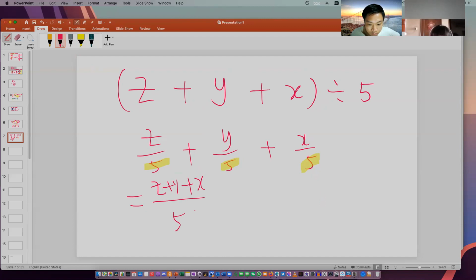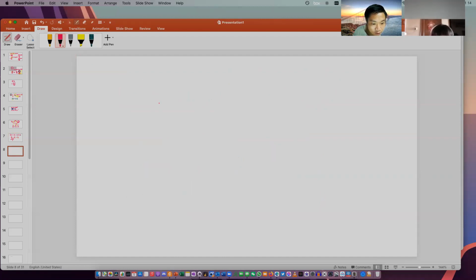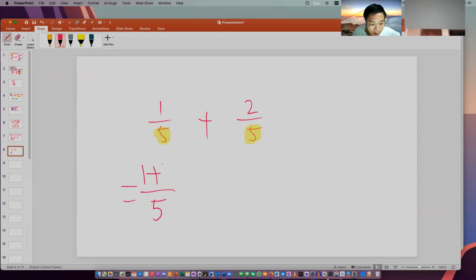Okay, so what I'm trying to say is, if you are given 1 over 5 plus 2 over 5, what do you do? Do you see you have a common denominator, 5? Yeah. So what do you do? You can combine the numerator, right? Yeah. So when you combine the numerator, in this case, 1 plus 2 is equal to 3. So your answer is 3 over 5.